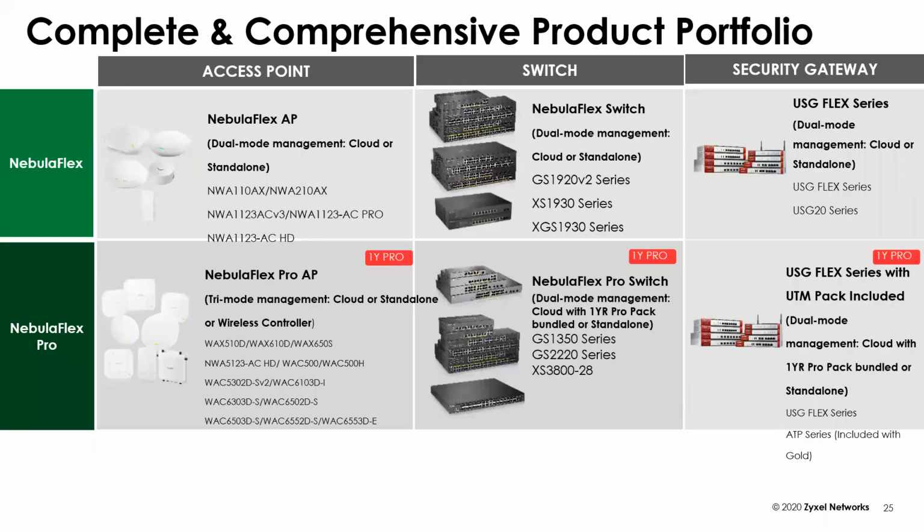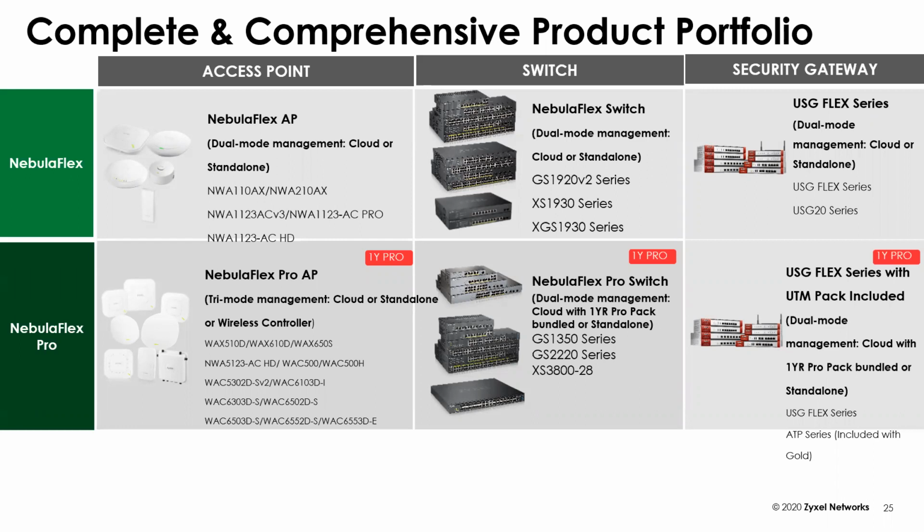So just a quick rundown here of some of our more common models or families and what they are. On the Nebula Flex side of things, it's going to be all of our access points that are basically numbered 50 to 1123. All of those models are Nebula Flex. On the switch side of things, it's our 1920 V2 series and our 1930 series. And then on our security gateways, the USG Flex series is going to be Nebula Flex.